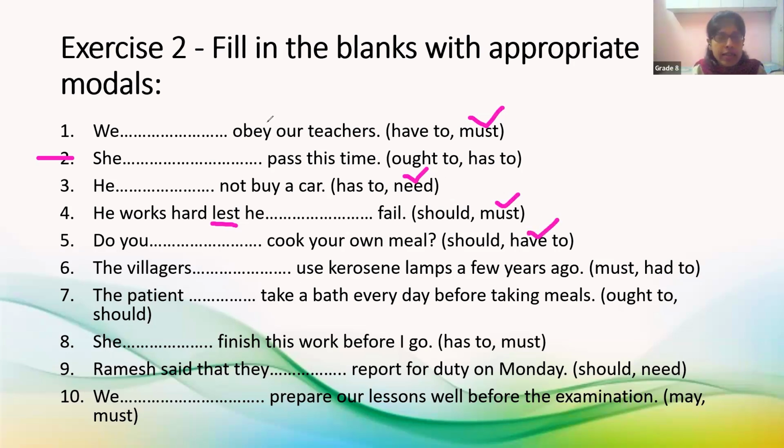Correct. The villagers had to use kerosene lamps. Had to. Had to. Very good. Ma'am, had to. Oops. Sorry.